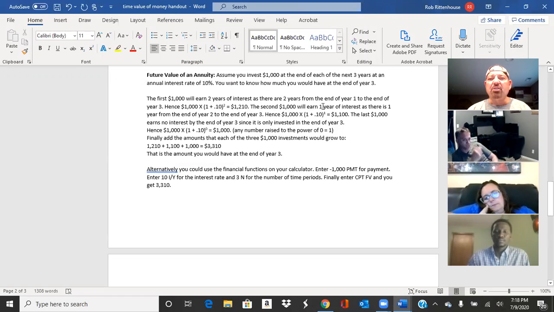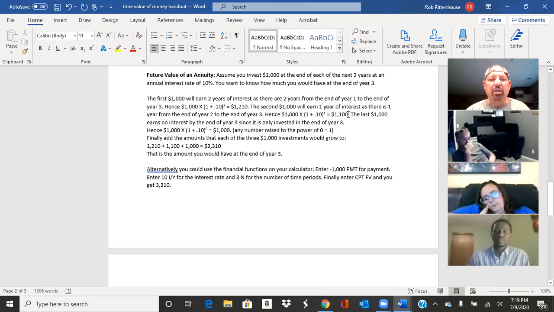tells you that first investment will grow to 1,210. The second 1,000 will earn 1 year of interest because it's invested at the end of year 2. By the end of year 3, it's earned 1 year of interest at a 10% rate. So 1.1 to the first power for 1 year of interest times 1,000 means that investment will grow to 1,100.